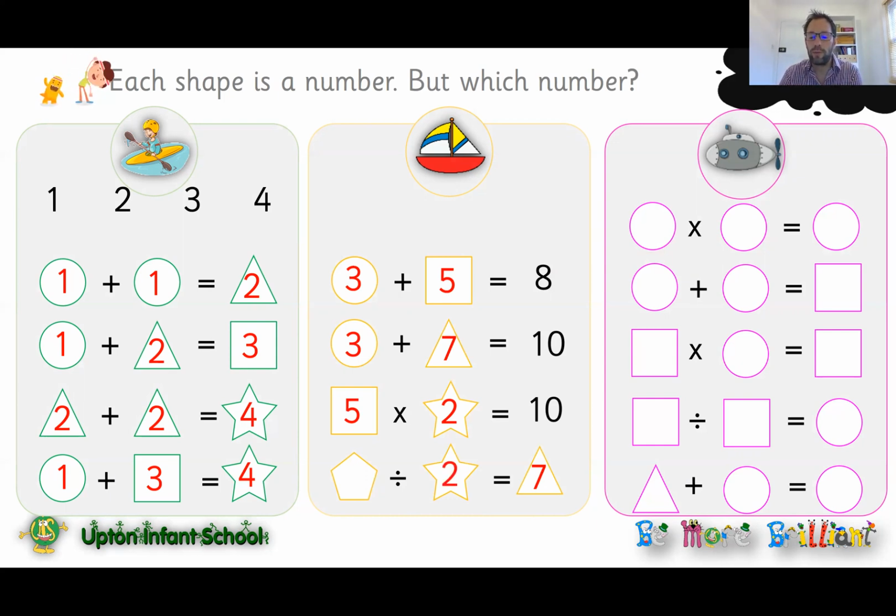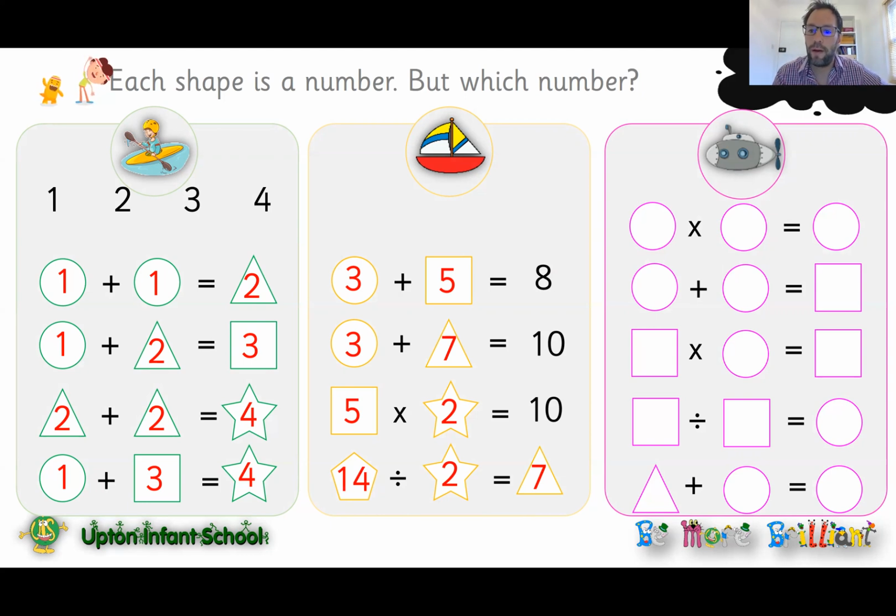Something divided by 2 is 7. Well, we know from our work on multiplication and division that division is the inverse of multiplication. So I can use my 2 times tables facts. 2 times 7 is 14. So 14 divided by 2 is 7.